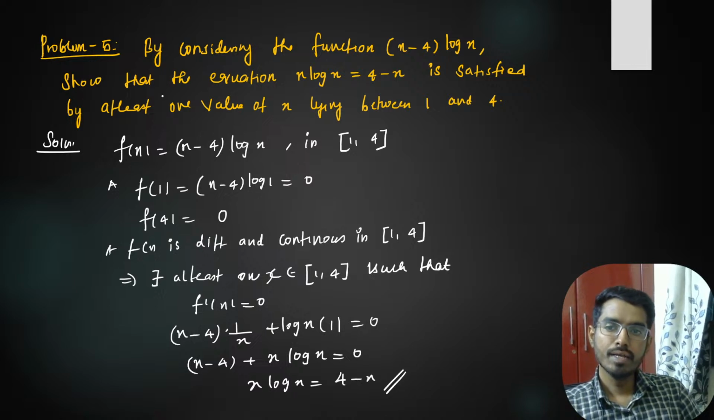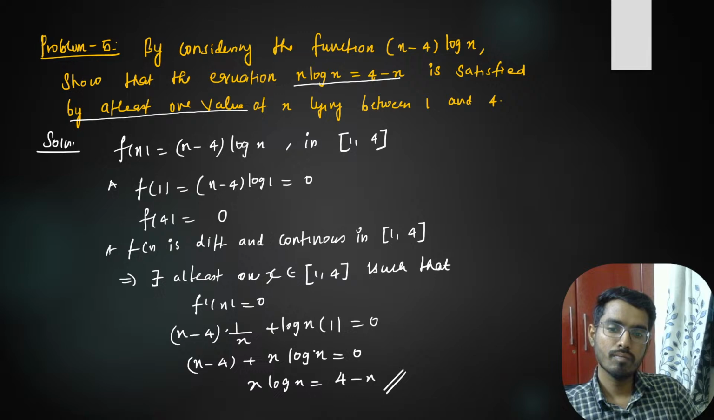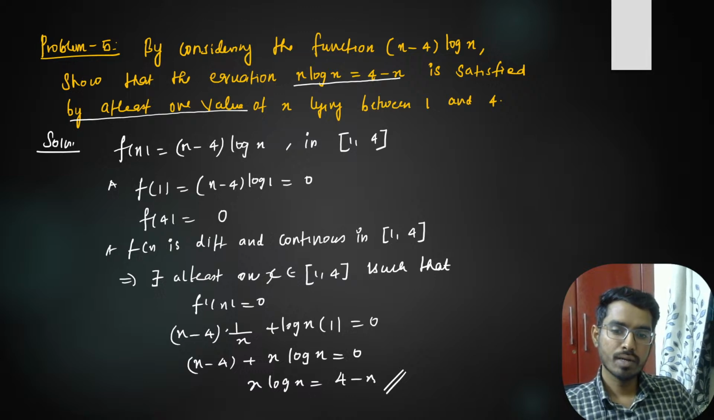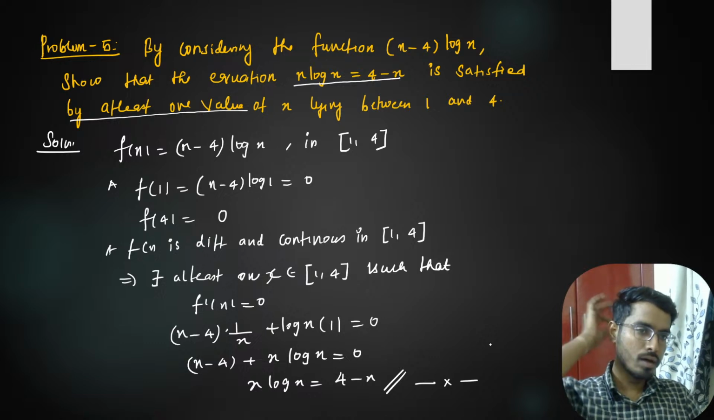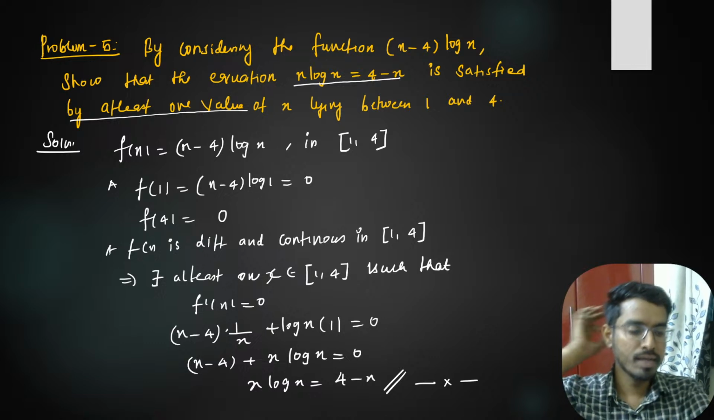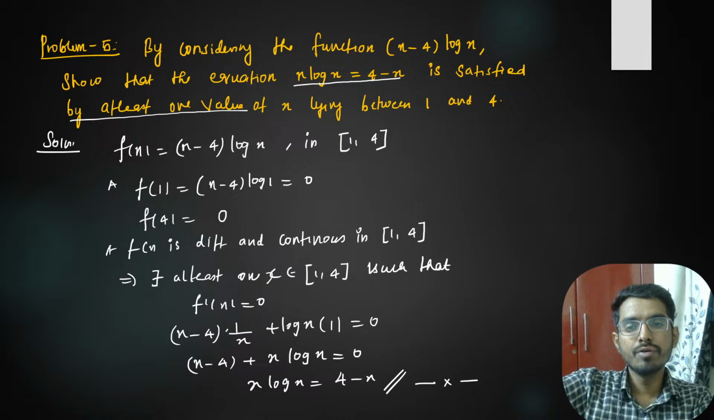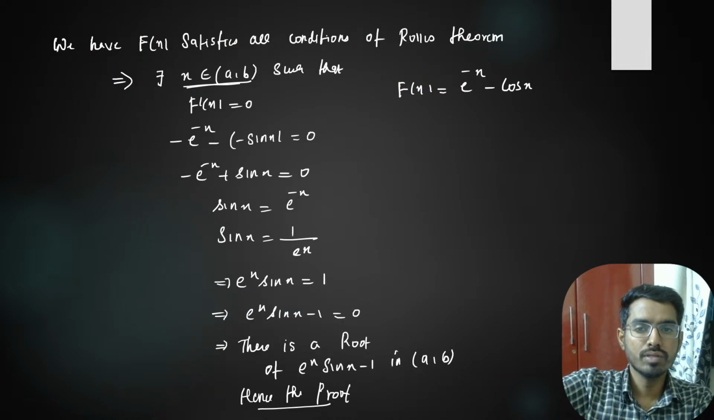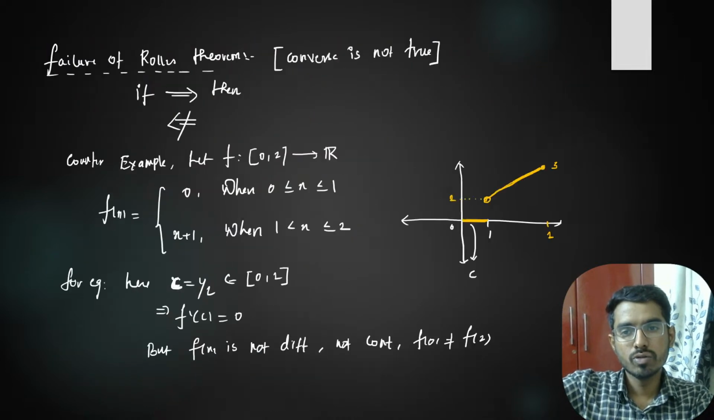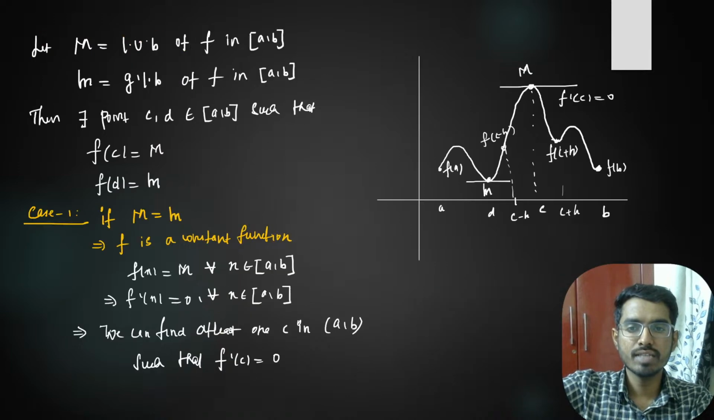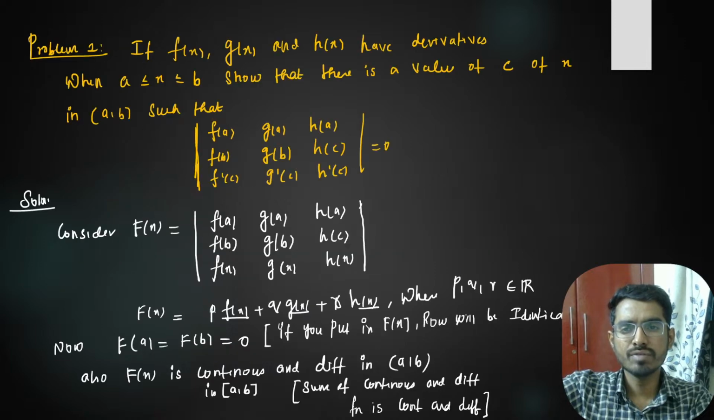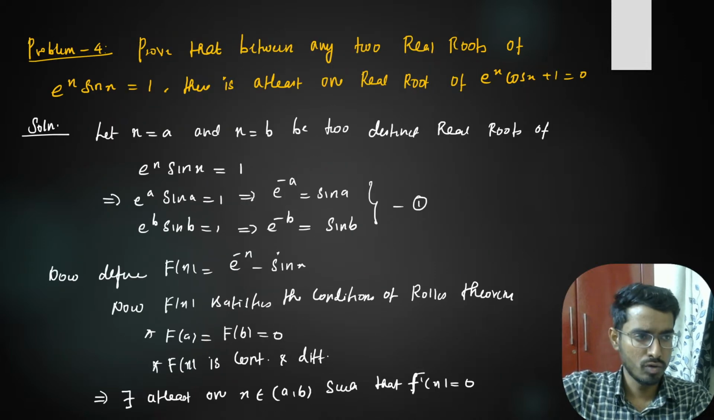So we have shown that the equation x log x is equal to 4 minus x is satisfied by at least one value of x, by Rolle's theorem. So we are done with Rolle's theorem. In the next class we will start Lagrange's theorem, and then we'll introduce Cauchy's mean value theorem. So we'll wind up this class. In this class we started with Rolle's theorem, and then we solved 5 problems based on Rolle's theorem.